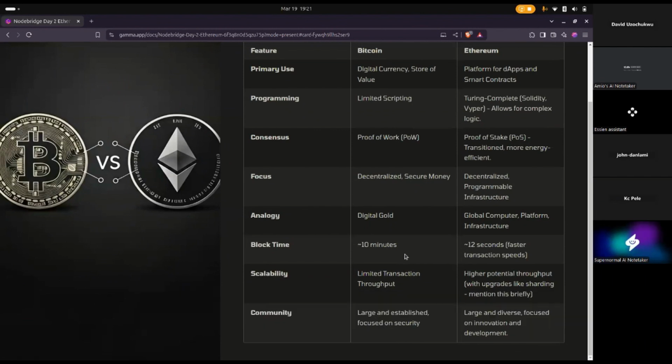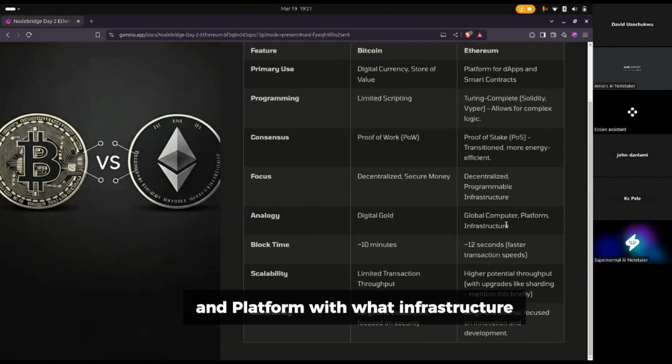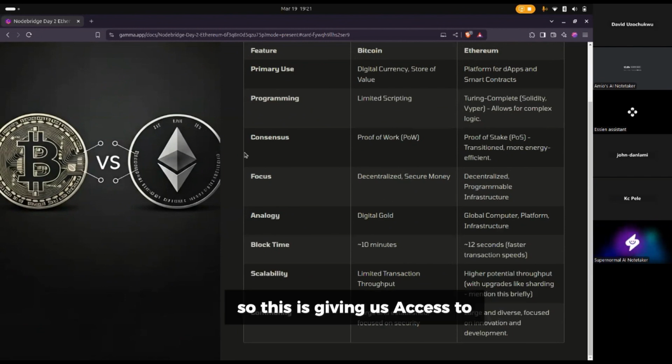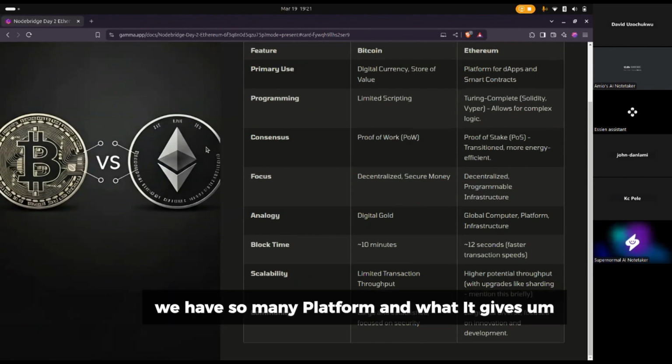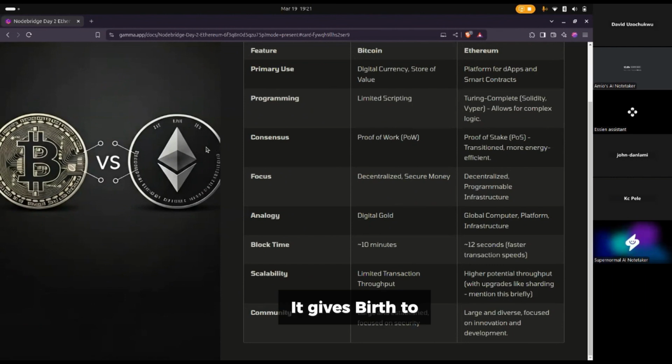You have to dig global computing and platform infrastructure. So this is giving us access to a wider range of computing. We have so many platforms, and it gives birth to so many innovations that are mind-blowing.